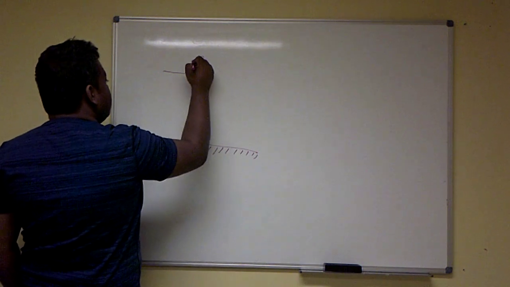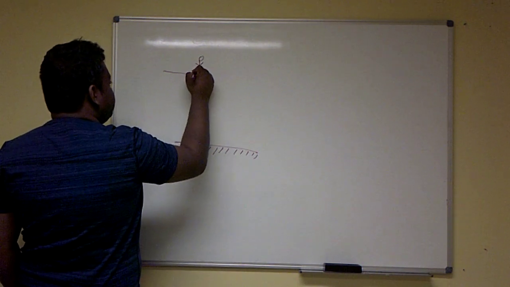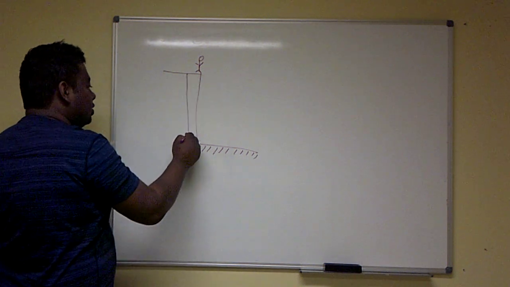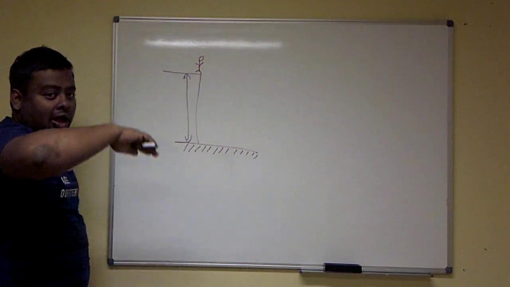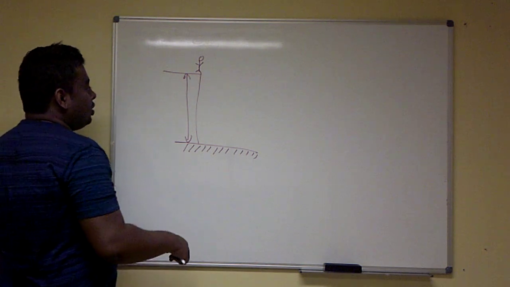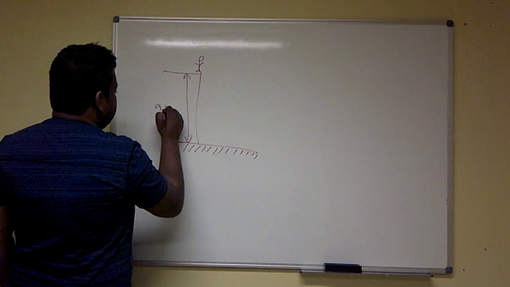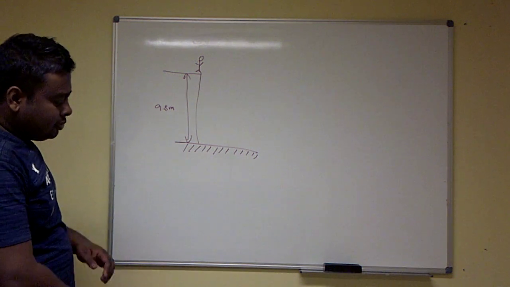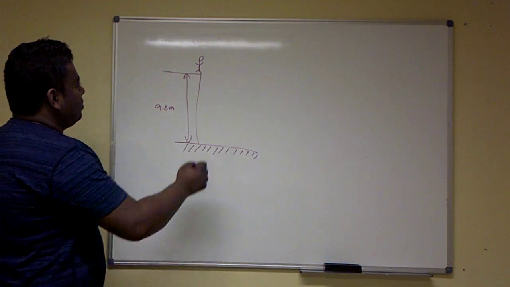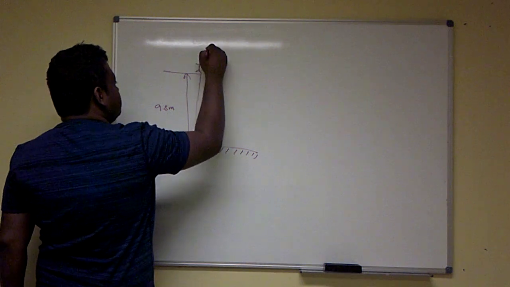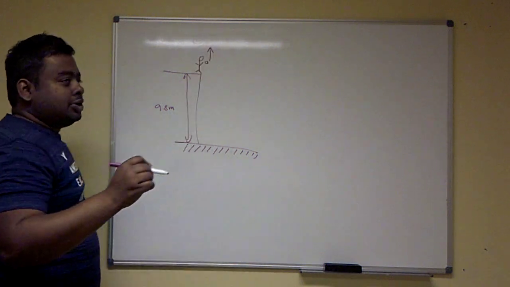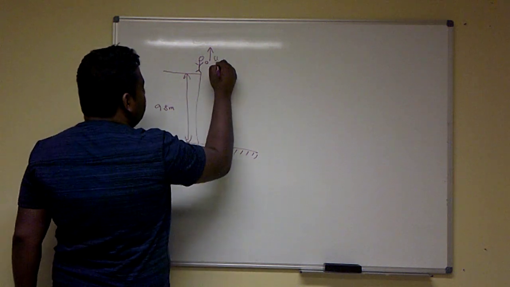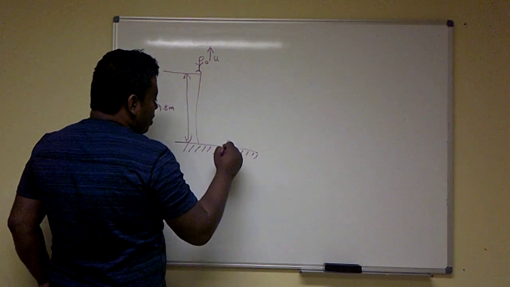Let's say there is a person who is on top of a building, and for the fun of it, the building's height is 9.8 meters. He throws a ball in the up direction at a certain velocity u.